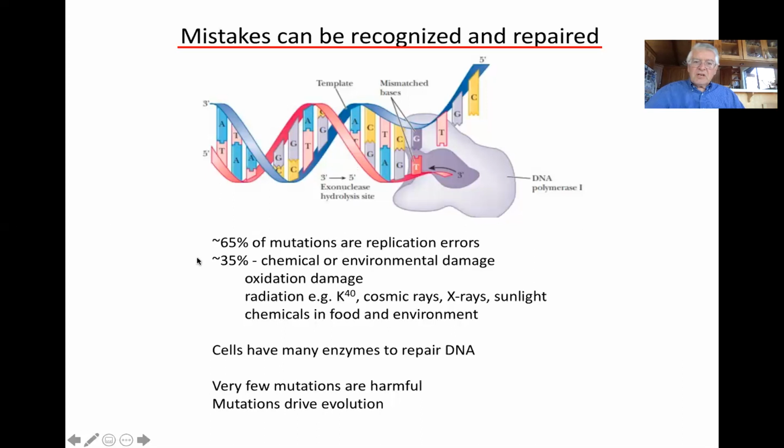Only about 1/3 of the mutations are due to some sort of damage. And some of those are things that are just inevitable within the cell, and some of them are external. This all gets to the question of, if Uncle George got cancer, was it because of the way he lived, or was it just his bad luck? And the answer is, most likely, it was just bad luck. So the third of the mutations that are not replication errors are, first of all, chemical or environmental damage. And one way this happens, for example, is oxidation damage.